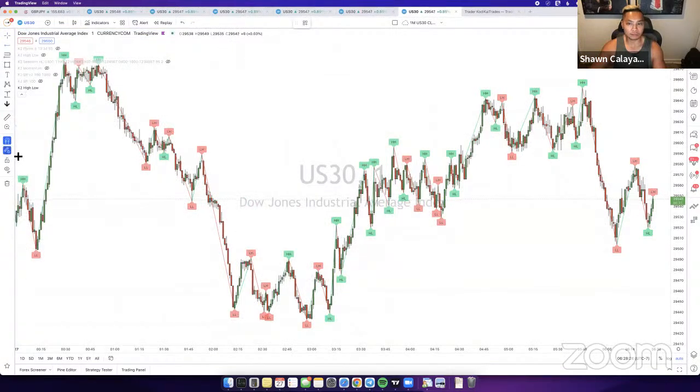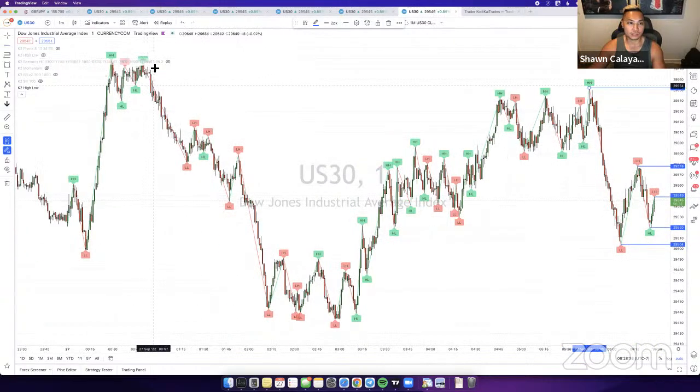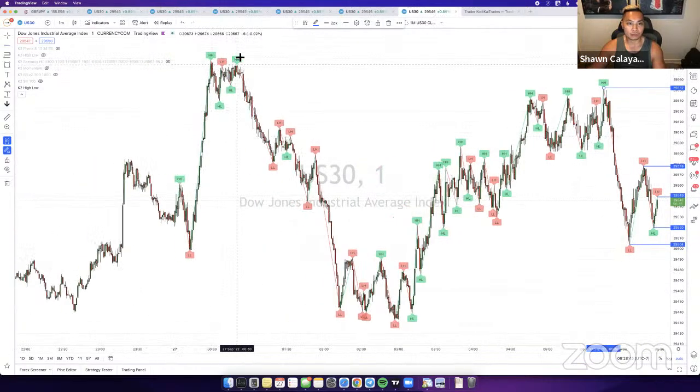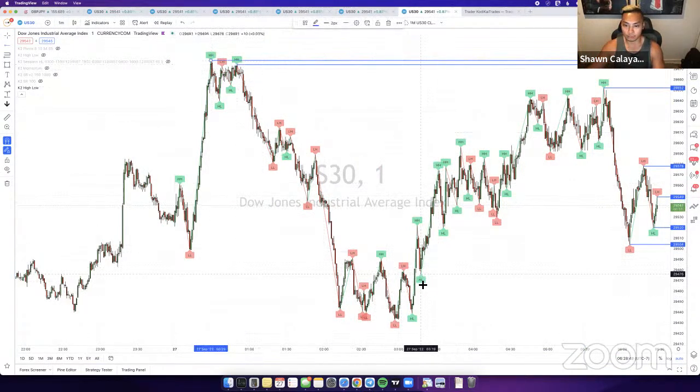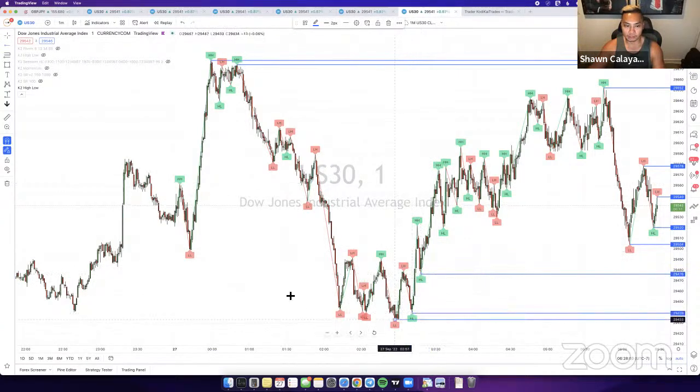I know sometimes it's difficult to see when price is ranging, but once you draw up the high lows here, it makes all the difference because you can see exactly where price is ranging, right? So this is why I always recommend that you guys draw up the high lows if possible. If you have the K2 high low indicator, always draw up your high lows if they haven't been tested, and it'll show you exactly where price is going.